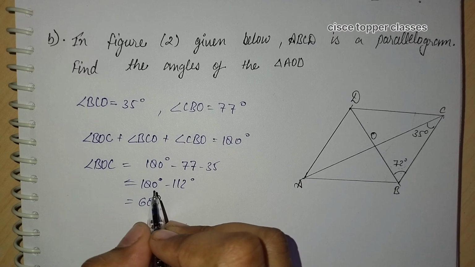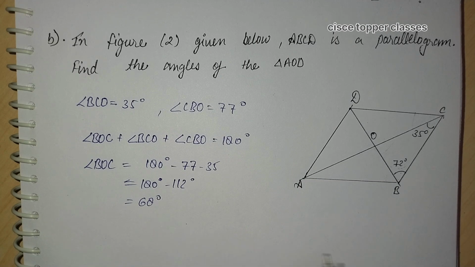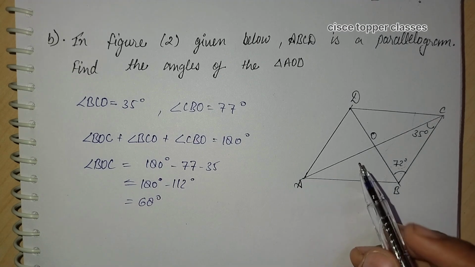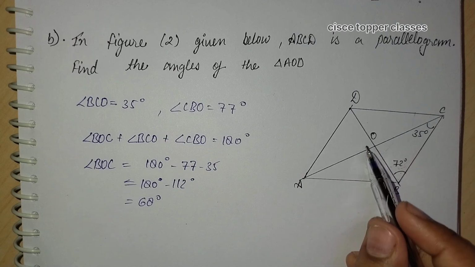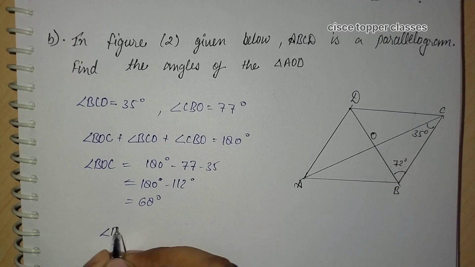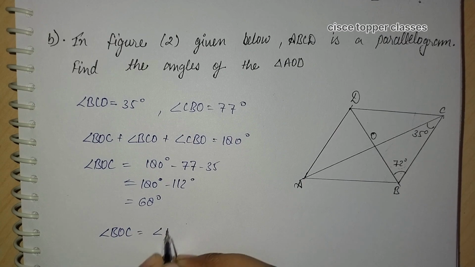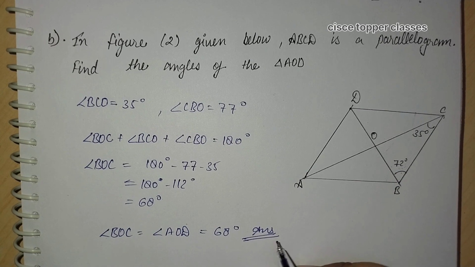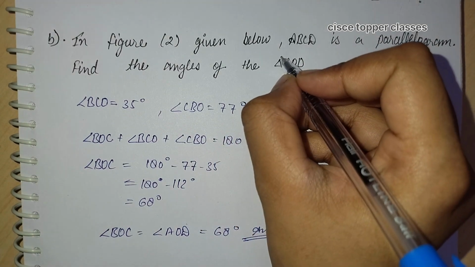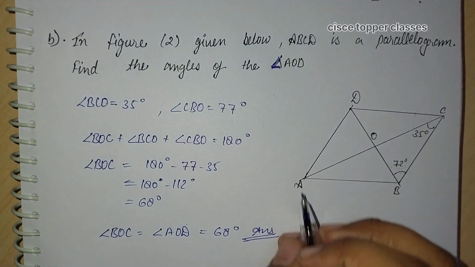equal to 68 degree. Now in a parallelogram ABCD, we have angle AOD is equal to angle BOC, because these are vertically opposite angles. So we can simply write that BOC is equal to angle AOD. So this will be 68 degree. And so this is the final answer. This is only we have to find in this question. We have to find the angle AOD here.